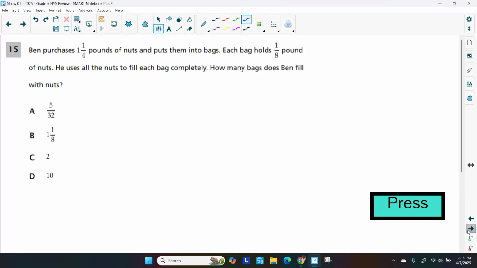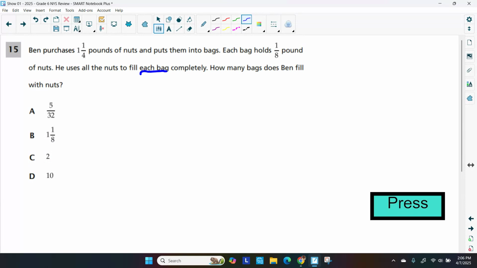Ben purchases 1 1/4 pounds of nuts and puts them into bags. Each bag holds 1/8 pound of nuts. He uses all of the nuts to fill each bag completely. So he's filling up each bag. That's good to know.